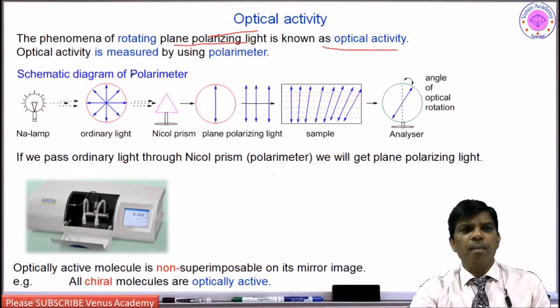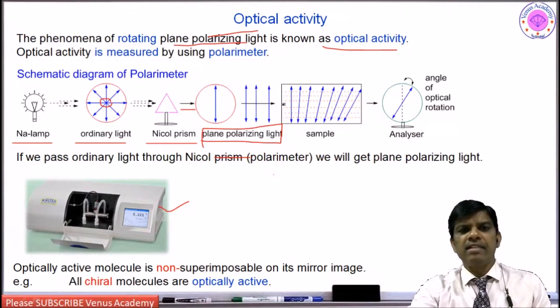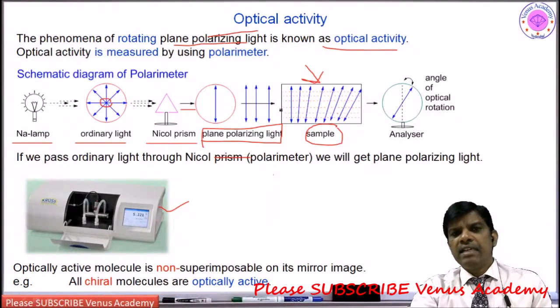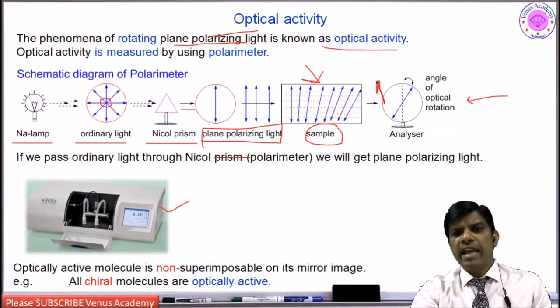So if I take the compound, dissolve it in some solvent and put it in a polarimeter, in the polarimeter you will have a sodium lamp, which gives ordinary light, and we are going to put a nicol prism. This nicol prism gives plane polarized light, a single plane of light. When this light passes onto the sample, where the compound is dissolved in solvent, and when it comes out, if you see from this side, this light is not going to be a straight line. It is going to either rotate towards the right side or it may rotate towards the left side. If the rotation is towards the right side, then it is known as dextrorotatory.